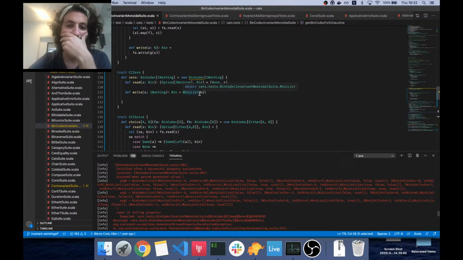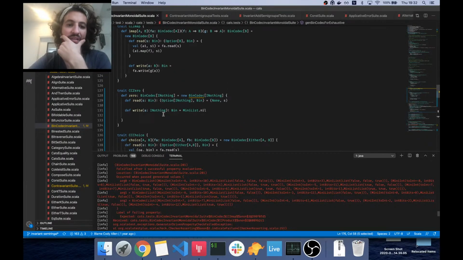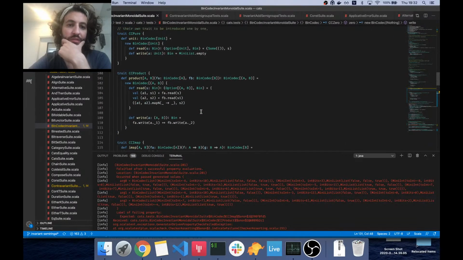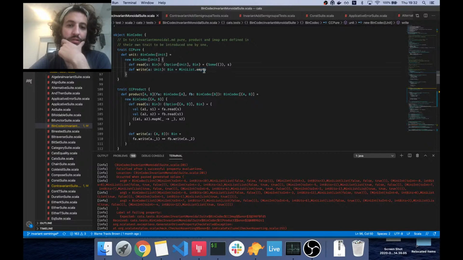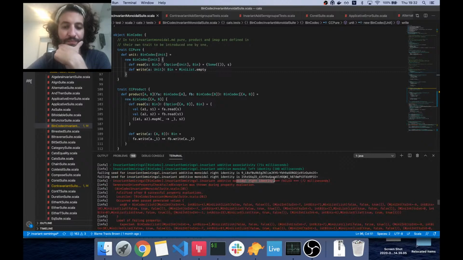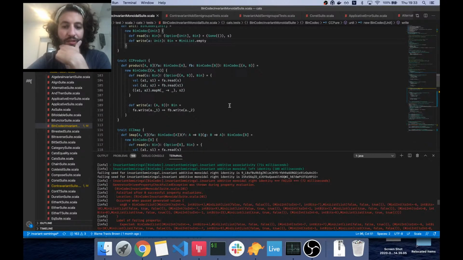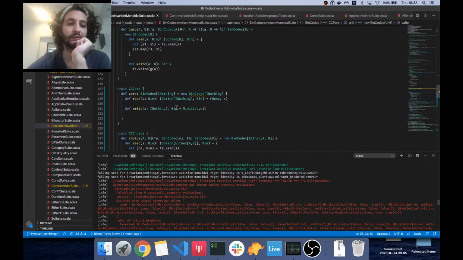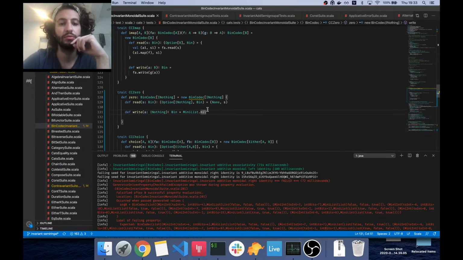I wonder if it's something about this, because it irks me kind of that writing with nil would be the same as writing this. Maybe this is wrong. I'm not sure this is right, but even then, that doesn't explain why this would fail. Right identity: if you combine a codec with nothing, it should stay the same. Oh. The right part? Wait, let's think about this.